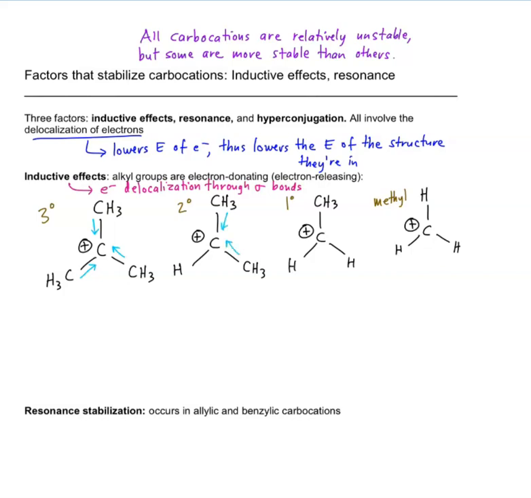whereas for the secondary carbocation, there's only 2. In the primary carbocation, there's only 1, and the methyl carbocation, or the methyl cation, has none. So the more delocalization and the more donation of electron density toward the carbon with the positive charge, the more stable the cation, which means that a tertiary cation is the most stable, followed by a secondary, then primary, and then finally a methyl cation would be the least stable in this set.